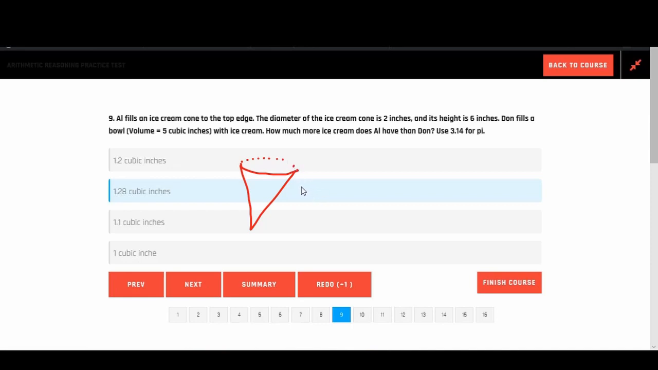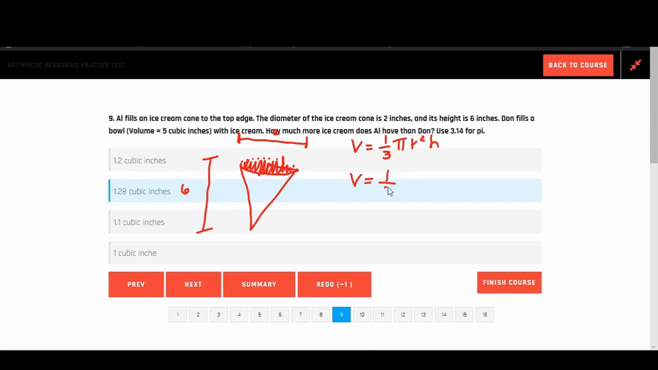And to figure out its volume, we have to know the formula. Volume equals 1/3 pi r squared times its height. The height is right here. We're told that that is 6. We're told the diameter, which is this entire distance, is 2. We only need the radius, which is half the diameter, which is 1 for this formula. So let's go ahead and plug those things in. And again, the ice cream is just filled up flush with this face right there.